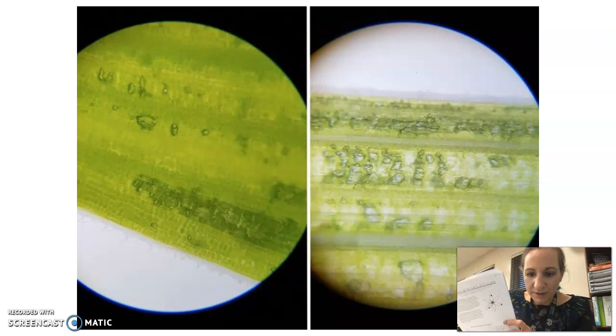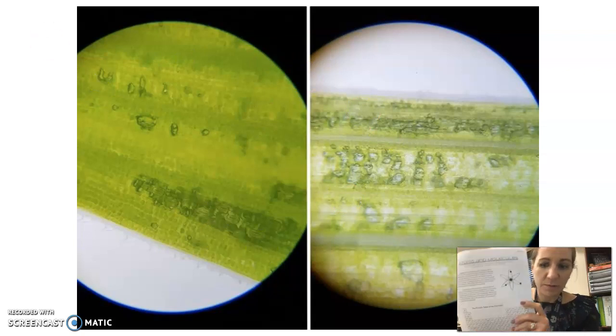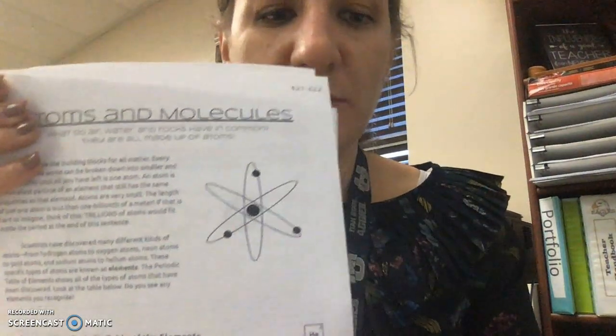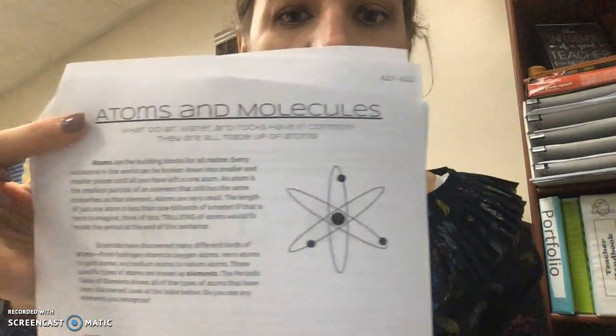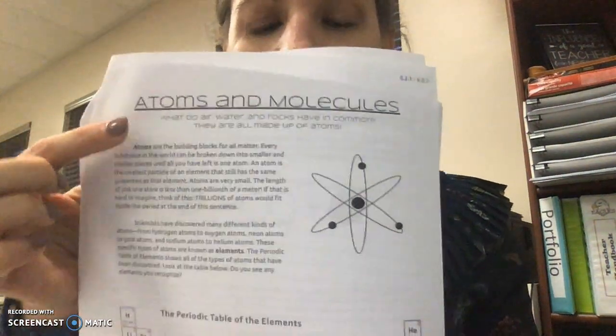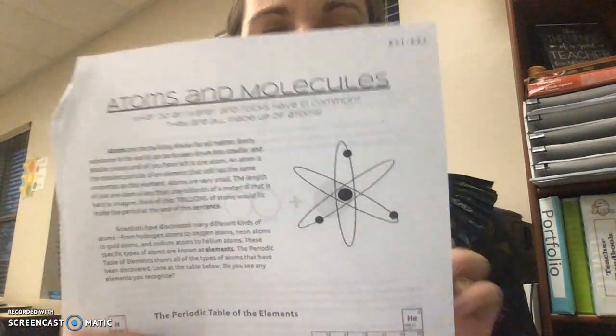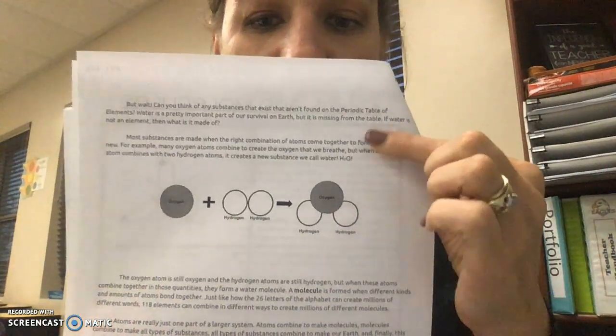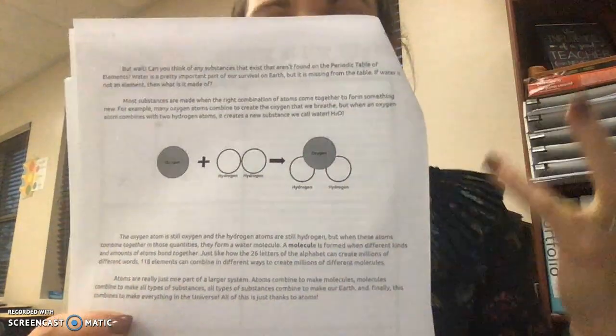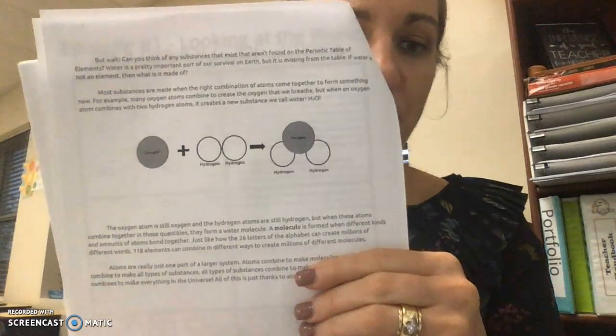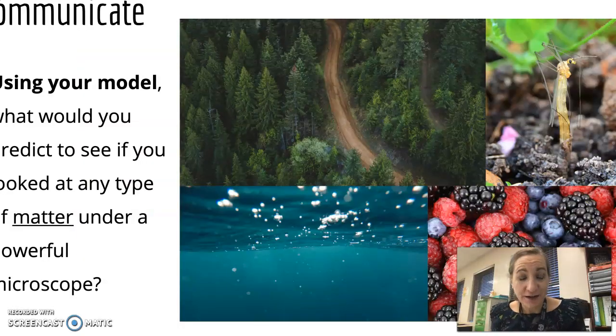Now I want you guys to look in your packet. So turn to this page with this article, and I want you to read this article and highlight key words and terms that stand out to you as you read it. So when you're done reading this, you should have a whole bunch of things underlined or highlighted that stand out to you.